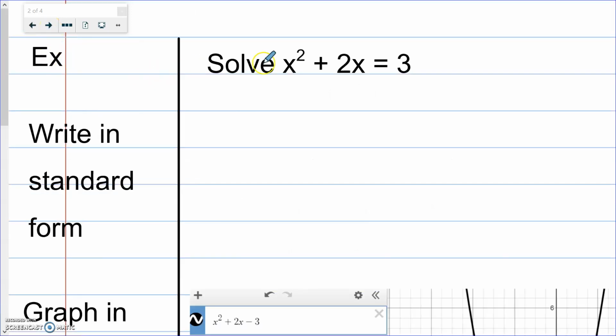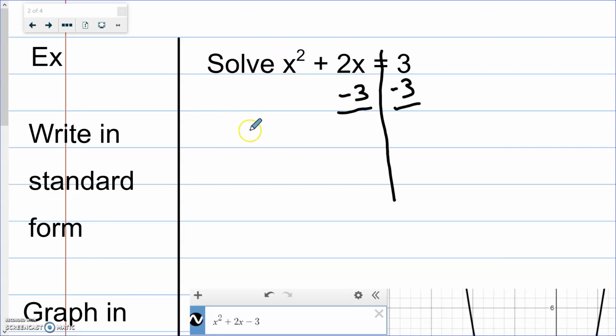Today our example is solve x squared plus 2x equals 3. So notice it's not equal to 0, so we must write it in standard form. In order to do that, we have to get it equal to 0. We want to keep the x squared positive if possible. So we'll keep that on that side, but here we will subtract 3, and we will subtract 3 on this side. Now here's where it may cause some confusion.